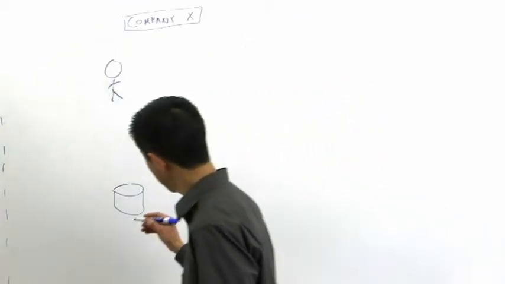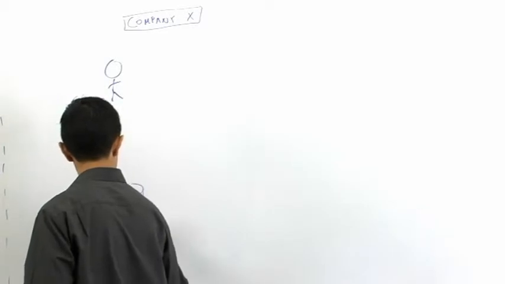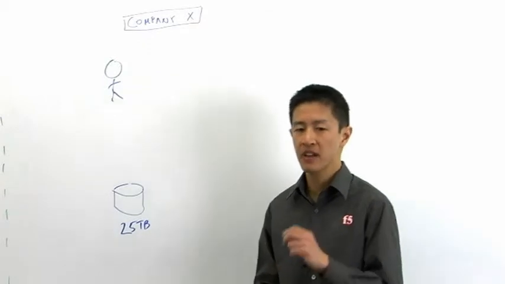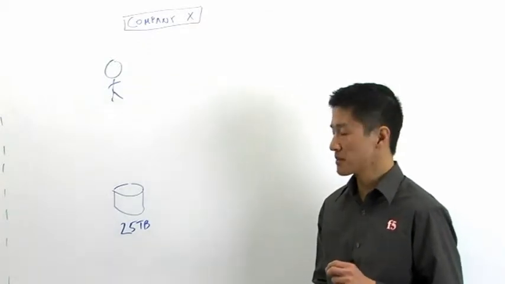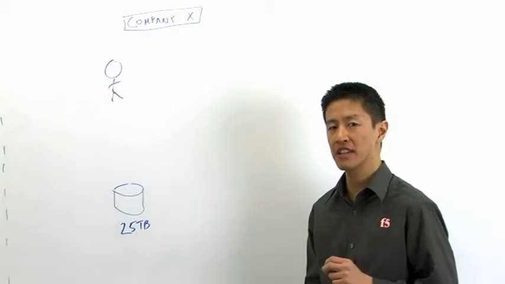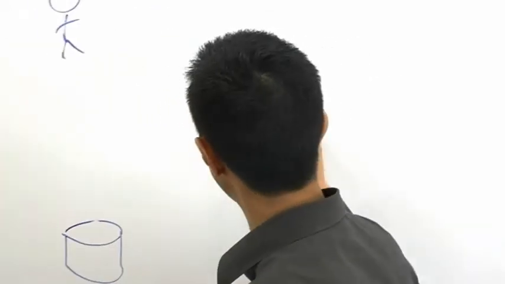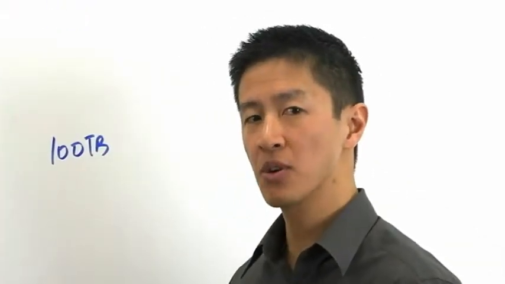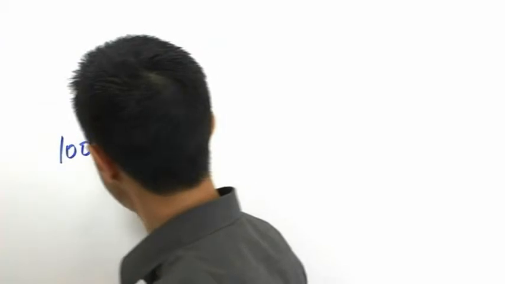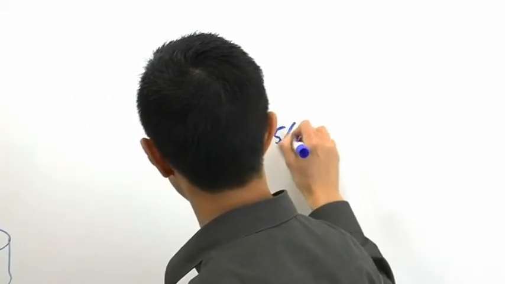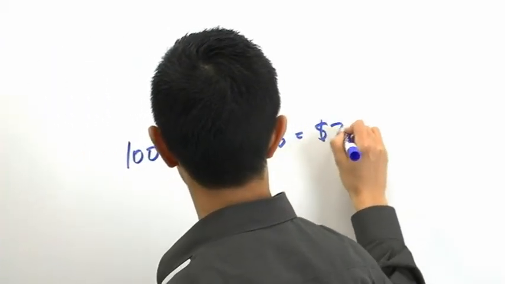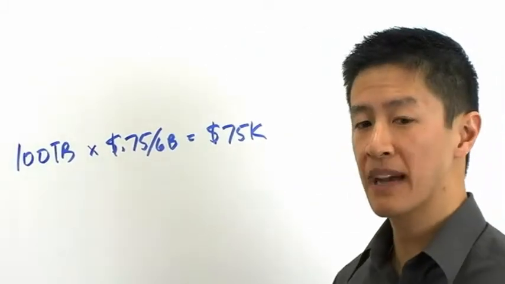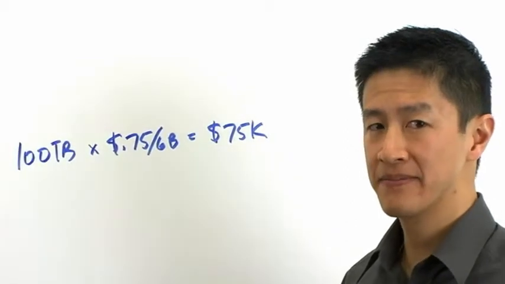Company X has 25 terabytes of data today, which it stores in a single storage tier. Let's say Company X currently performs weekly full backups with a 4-week retention. That means they need to have a total of 100 terabytes in total tape capacity to perform their weekly backups, times 75 cents a gigabyte for tape. It's a total of $75,000 that Company X needs to spend on tape capacity. That's a lot of money.